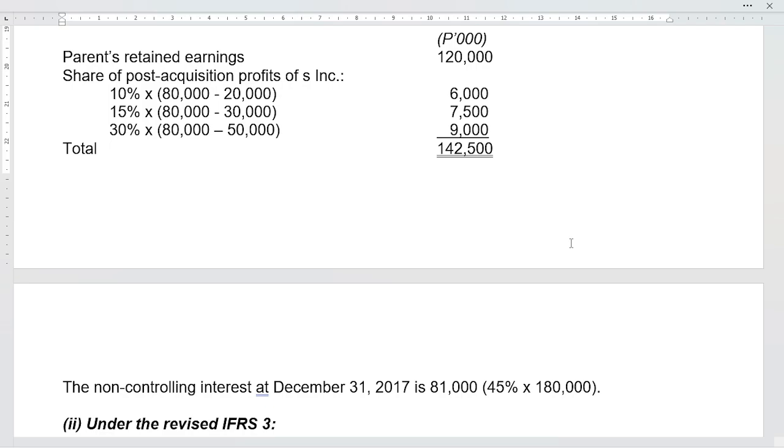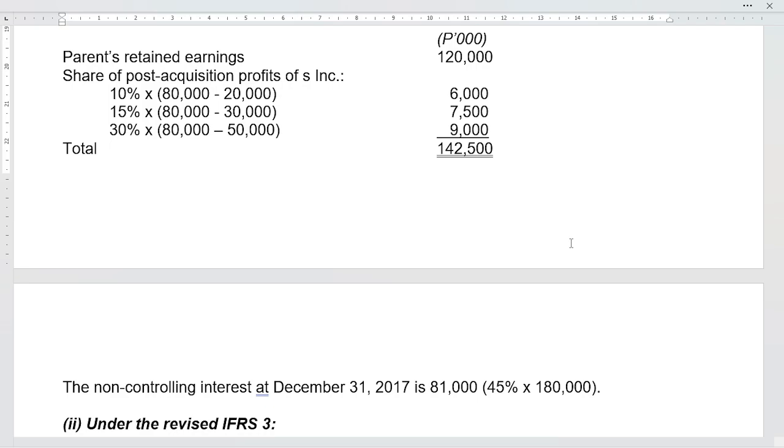Paano nakuha yung 180? Sir, ang pagkakaintindi ko po kasi doon yung 100,000 na common shares plus retained earnings ni S Incorporation para ma-get yung 180,000. Hindi.